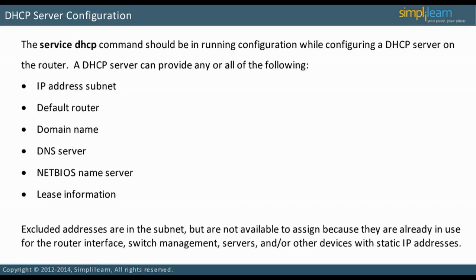Excluded addresses are in the subnet, but are not available to assign because they are already in use for the router interface, switch management, servers, and/or other devices with static IP addresses. These devices have manually configured addresses because other devices need to reach them. If their addresses are changed, there would be no connectivity. In the next slide, let us look into Network Time Protocol, NTP.